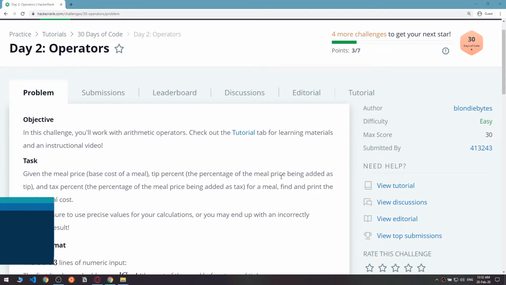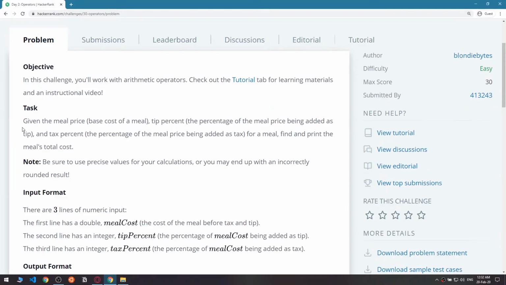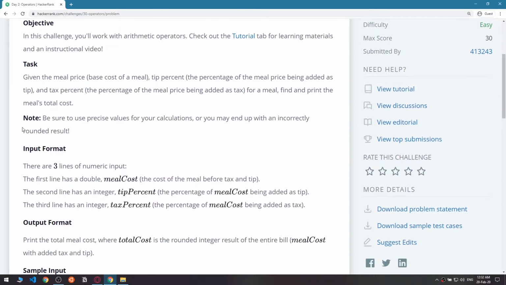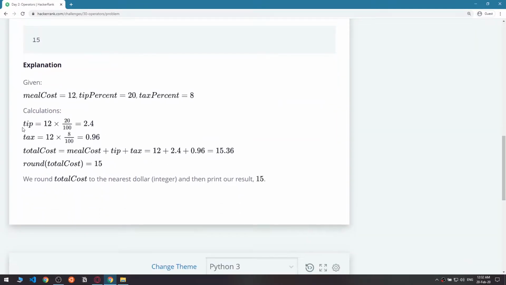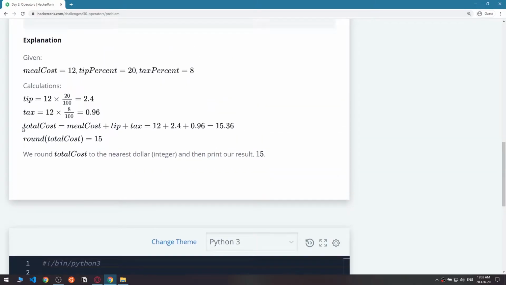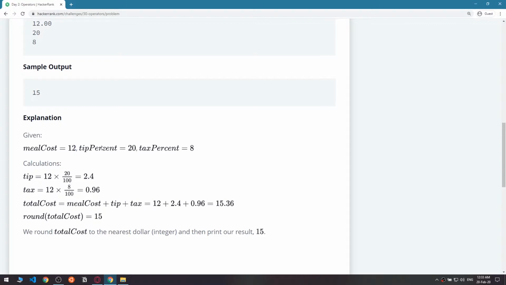Here we are with day 2 operators. In this challenge, you will work with arithmetic operators. Check out the tutorial tab for learning materials and an instructional video. Okay, so with operators, what it wants us to do is 12 tip percent equals 20.